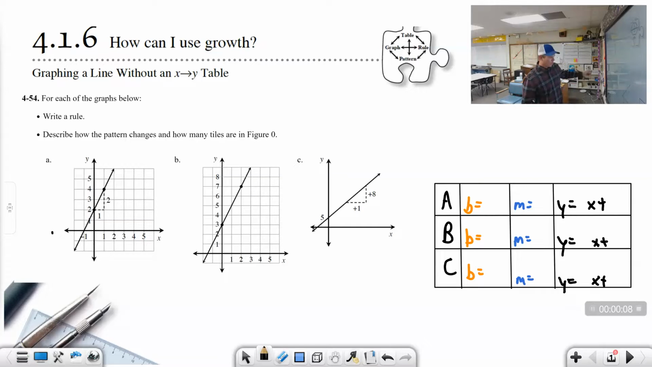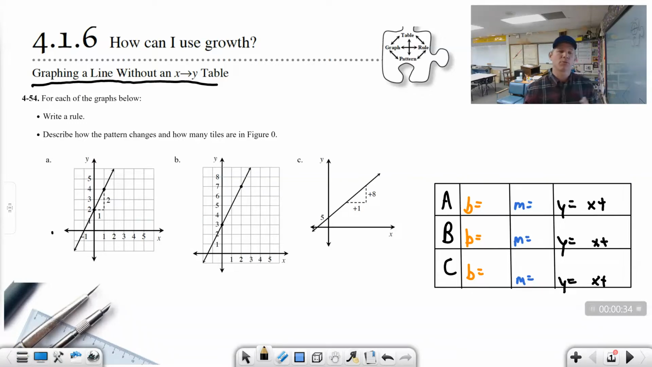4.1.6. Today, we are going to be working on graphing a line without a table. We're going to talk about the quick, straightforward way of how we can graph a line. Now, every single line is identified by two characteristics. Where does the line begin, and how does the line grow? Two characteristics create its name.